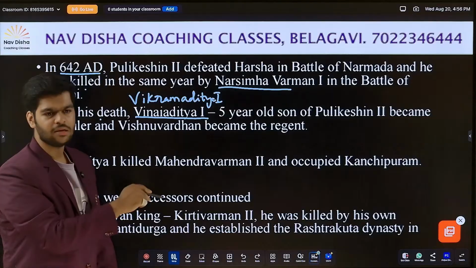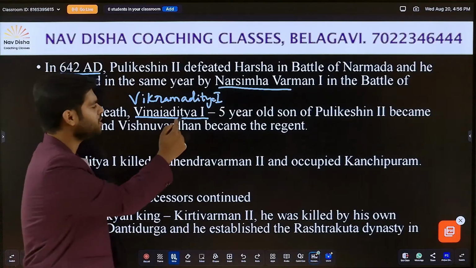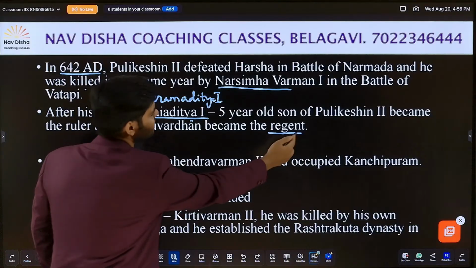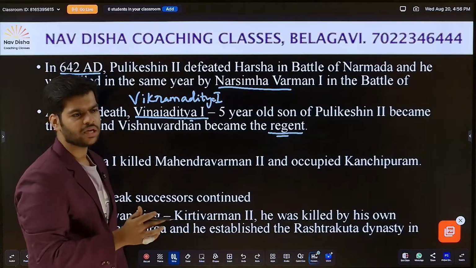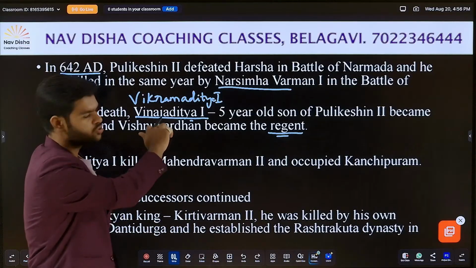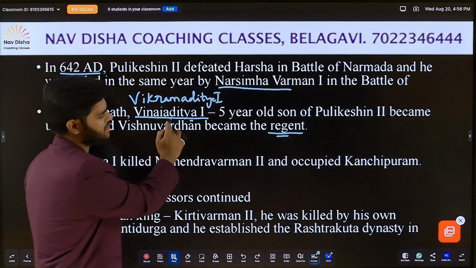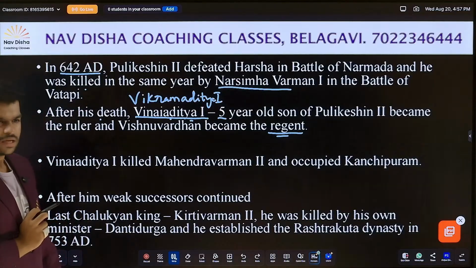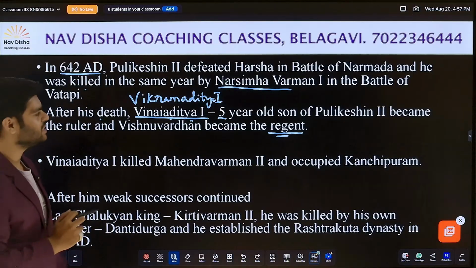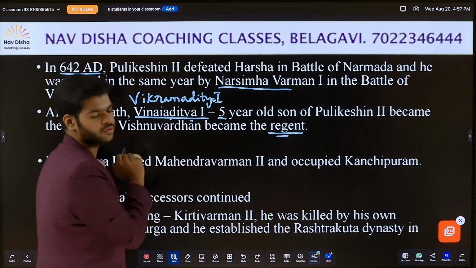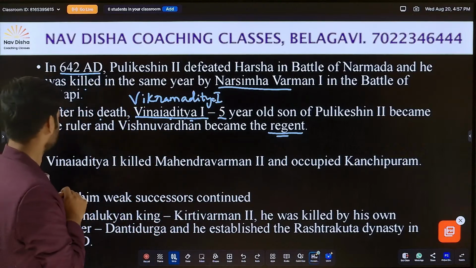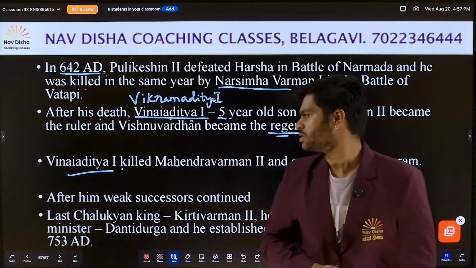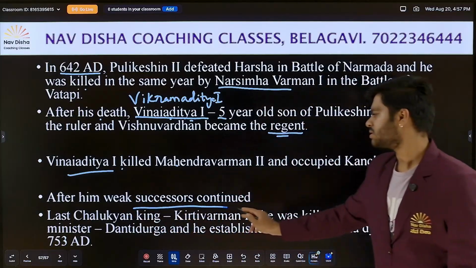If you are a king below the age of 18, till the boy turns 18 years, someone must be acting as regent, meaning they must rule the kingdom in his name. So Vishnuvardhan ruled the kingdom in the name of Vinayaditya, and once Vinayaditya turned 18 years, he would leave the kingdom. Understood? Yes. So regent means he is ruling in the name of Vinayaditya or Vikramaditya I. Vinayaditya I killed Mahendravarman II and occupied Kanchipuram. Pallava was occupied. After him, weak successors continued.